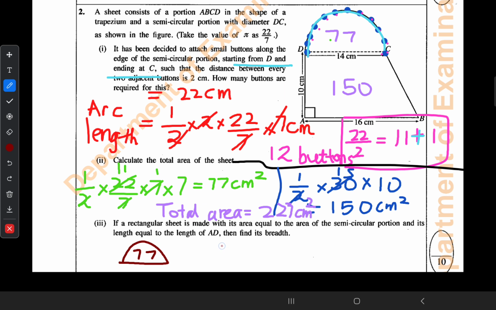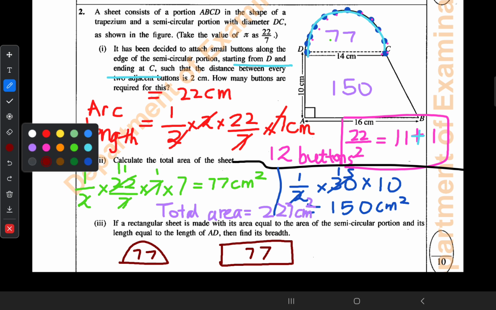So now we are going to consider a rectangle whose area equals the semicircle's area, and its length equals the length of AD. What's our AD? AD is 10 centimeters. So the length is 10 centimeters. Okay, I'll write the length as 10 centimeters. Find its breadth.